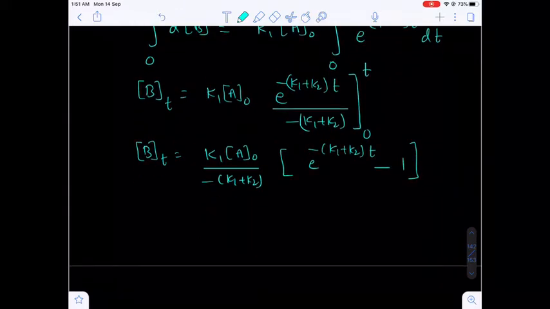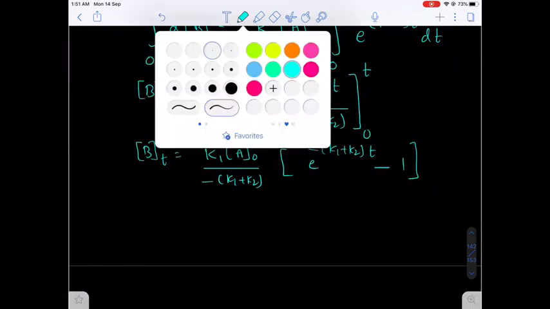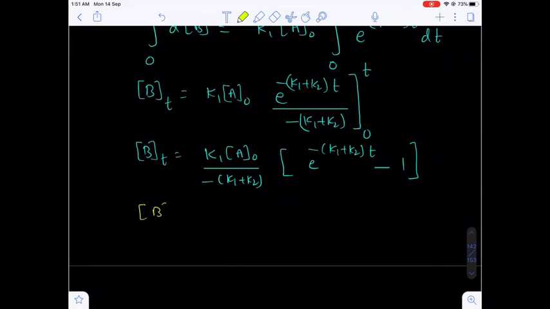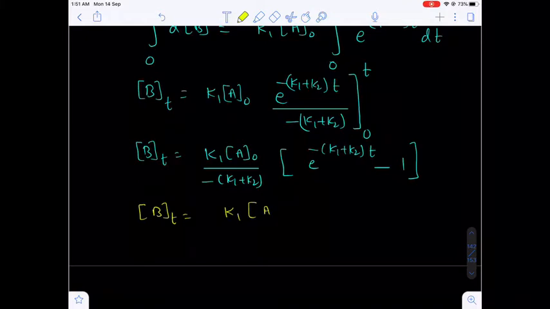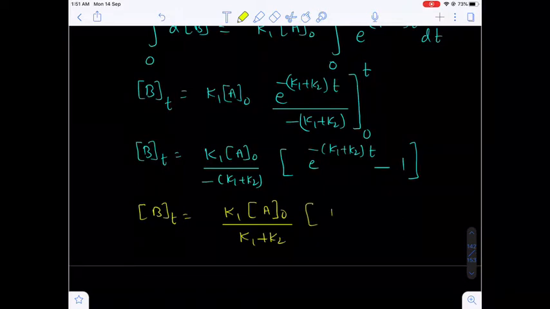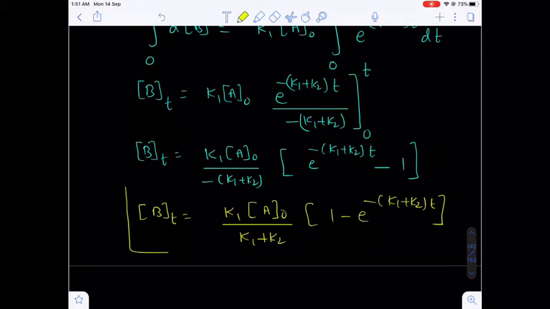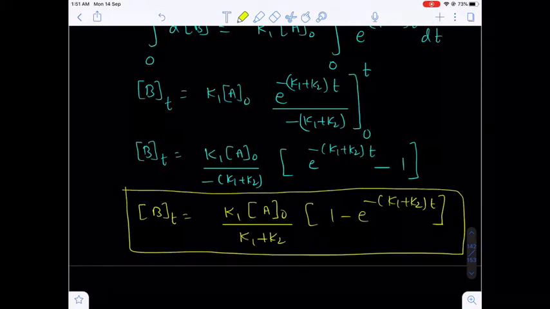Now take the minus sign common, so finally you will get the concentration of B at a time interval t equal to K1 times the initial concentration A0 divided by (K1 plus K2), into 1 minus e to the power minus (K1 plus K2) times the time interval. So this is the concentration of product B formed at a certain time interval t. Are you getting my point?